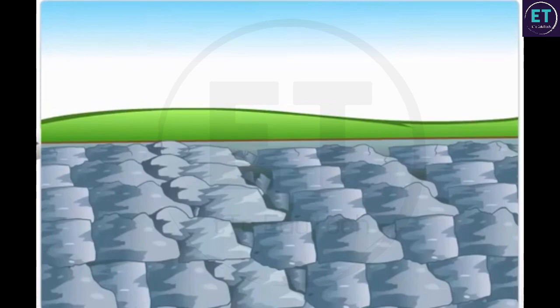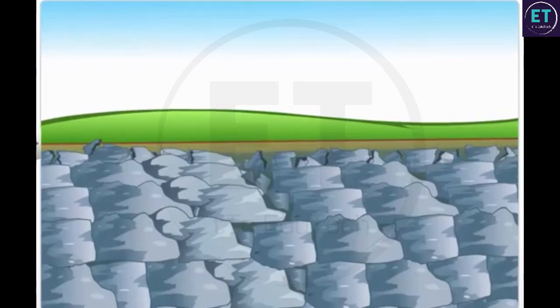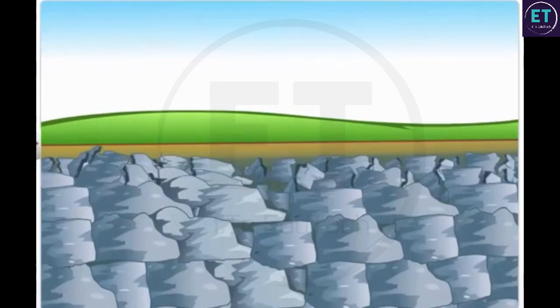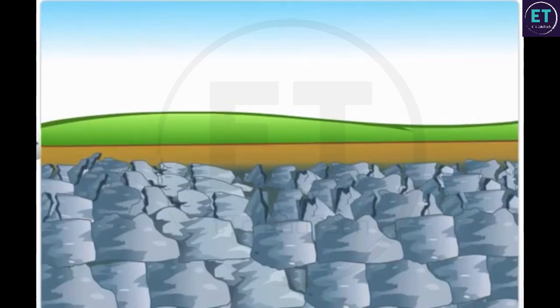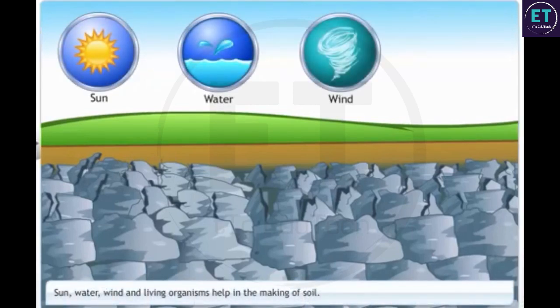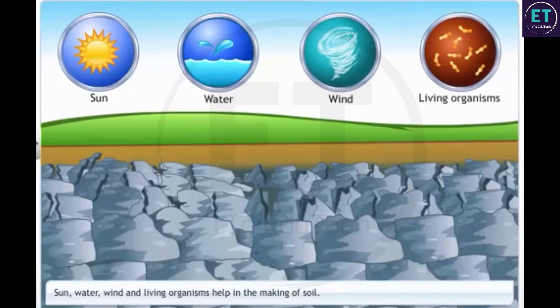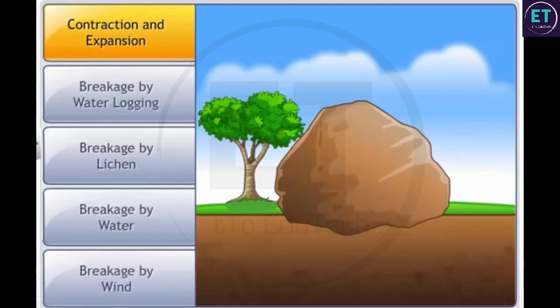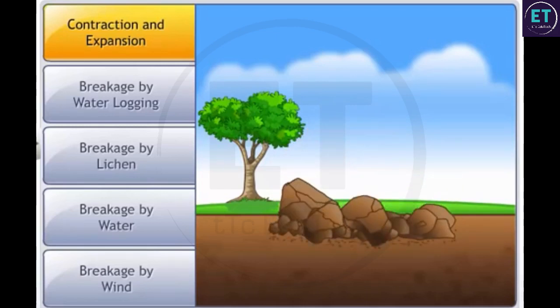Over millions of years, rocks on the Earth's crust have been broken down by physical, chemical, and biological processes to make soil. Sun, water, wind, and living organisms are the factors that help in the making of soil. Due to uneven contraction and expansion, rocks crack and break into smaller particles of soil.